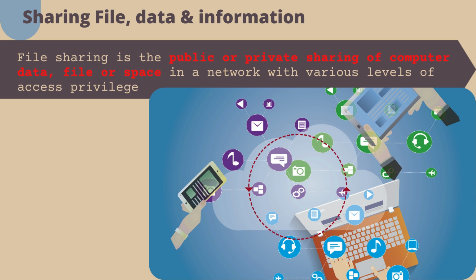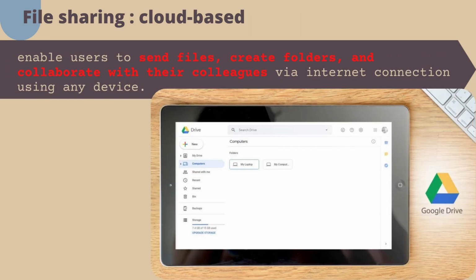There are a few platforms that support sharing file, data and information. Let's talk about the first platform. Now, file sharing, cloud-based. Cloud-based file sharing enables users to send files, create folders, and collaborate with their colleagues anytime, anywhere, as long as there's an internet connection, using any device they want to use. Cloud sharing offers the advantage of having shared files automatically synchronized, which ensures that files being collaborated on are instantly updated. For example, Google Drive and Dropbox.